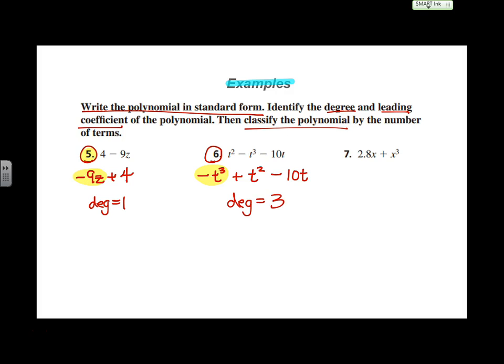3. Now, leading coefficient. What is the number of the first term? What number is in the very front? Leading coefficient is negative 9. What's the leading number in number 6? The beginning number. Negative 1. And the last thing you need to know is how many terms in number 5? 2. So what are we going to call him? Binomial. And how many terms in number 6? 3. So we call him a trinomial.